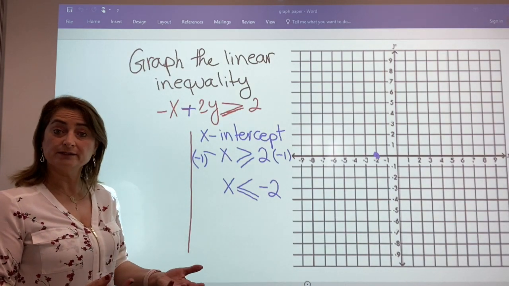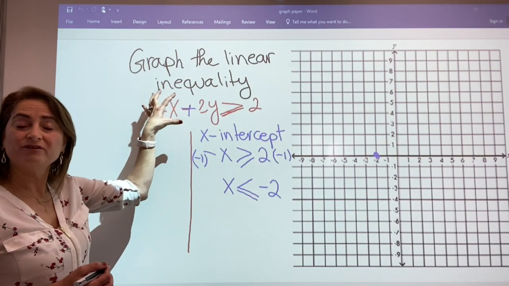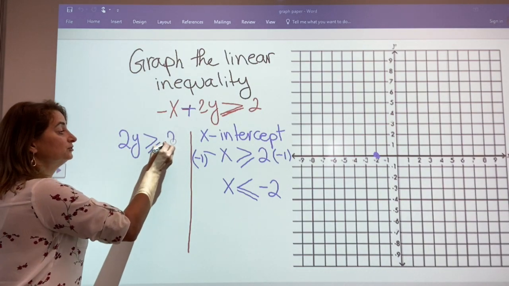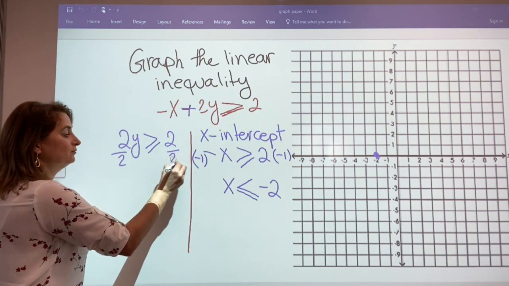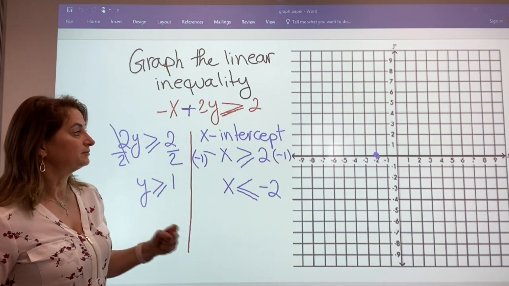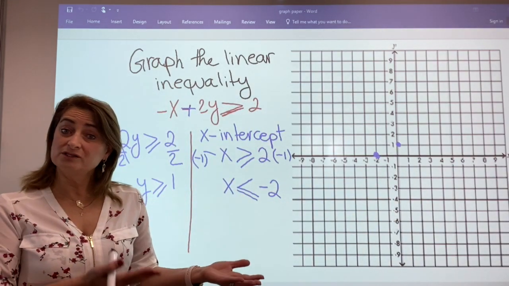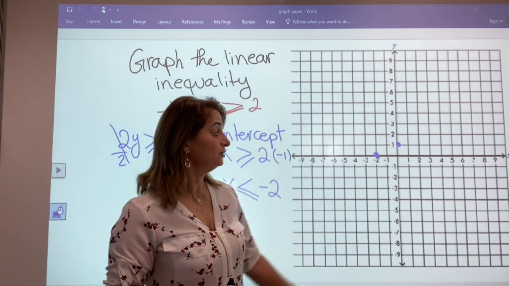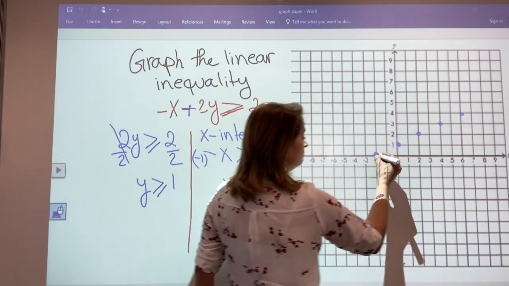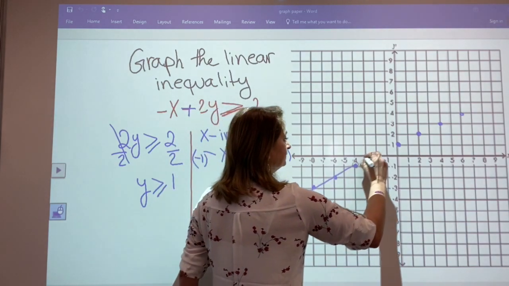Now I need to find the y-intercept. To find the y-intercept this time, I cover x because x has to be 0 for the line to cross the y-axis. So you got positive 2y more than or equal to 2. Divide by 2 to isolate y, you end up with y more than or equal to 1. So that is your y-intercept. Go on the y-axis and put a dot on the 1. Now follow the slope. If you remember, you're going up 1, right 2, or go down 1, left 2, and connect that line.